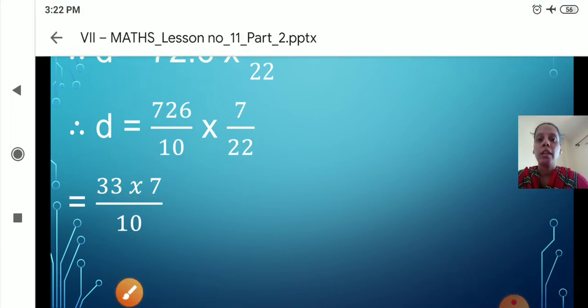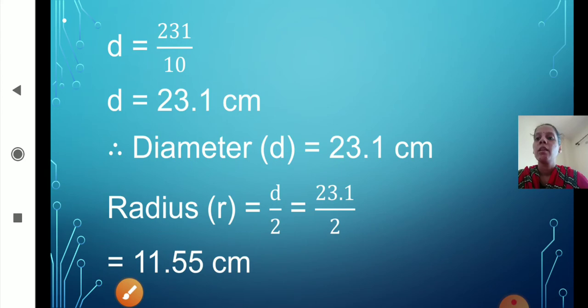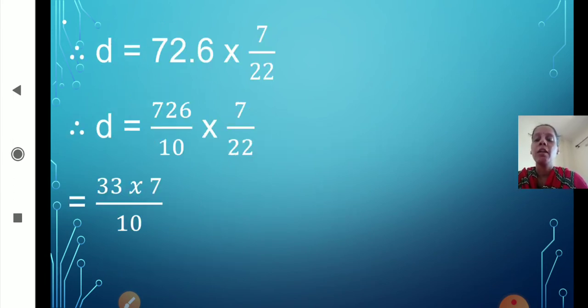Now the next step is, as you can see here, 231. See this step, 33 multiplied by 7. Do this multiplication.